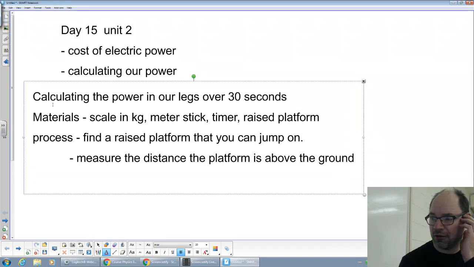Okay. Then what you do is time yourself for 30 seconds, measuring how many times you can jump onto the platform in 30 seconds, or you could time yourself how many times it takes you to do 10 or something like that. Maybe we should do it that way.